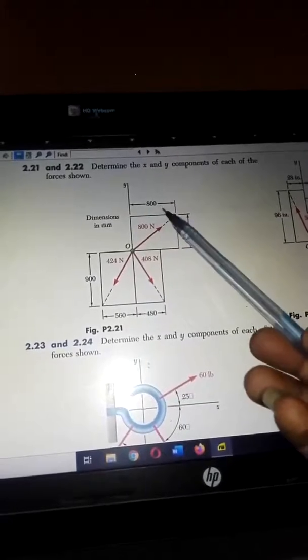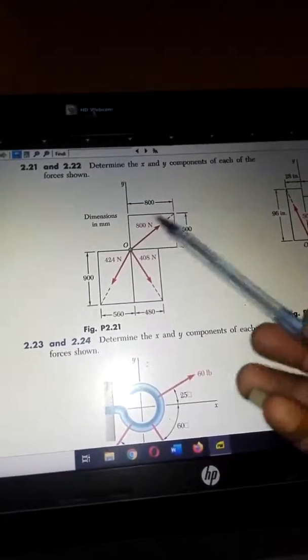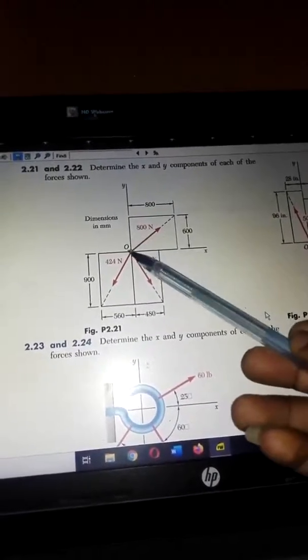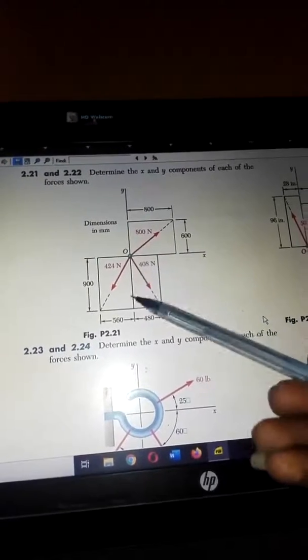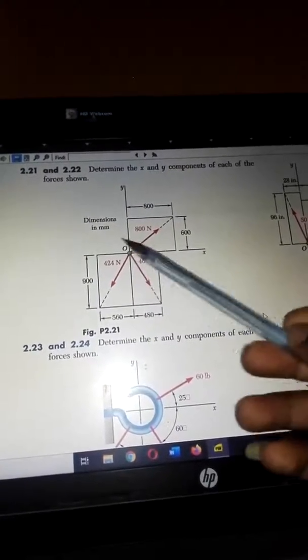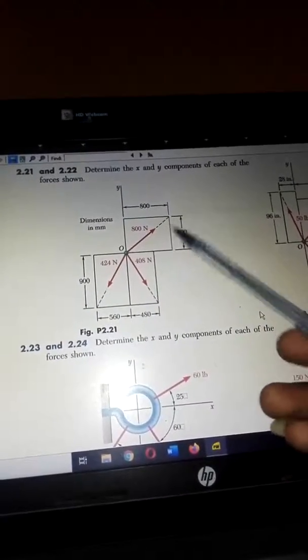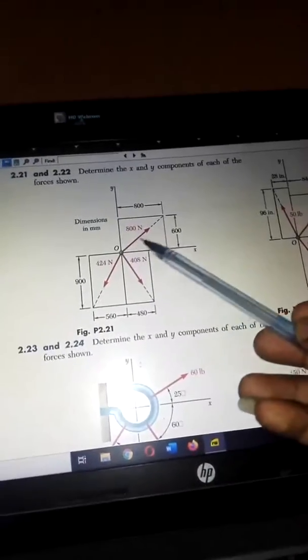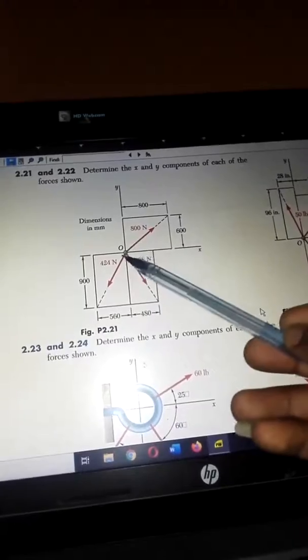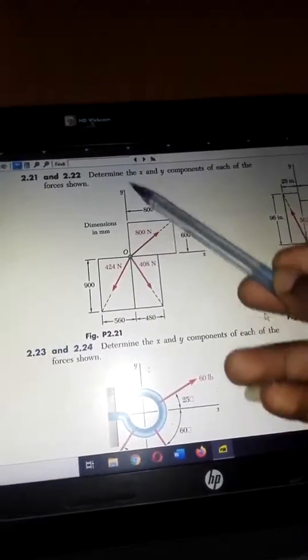Okay, let us resolve one of them so that you will see what I'm talking about. I will resolve this and get its x and y components. So I will expect that you are able to finish off the others, I mean for 424 Newton and 408 Newton. So I'll deal with this 800 Newton force for you to understand what exactly I'm talking about. So we want to resolve an 800 Newton force into its x component and its y component.